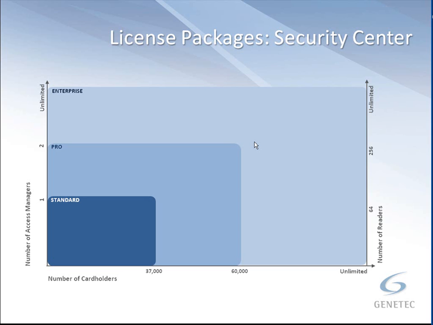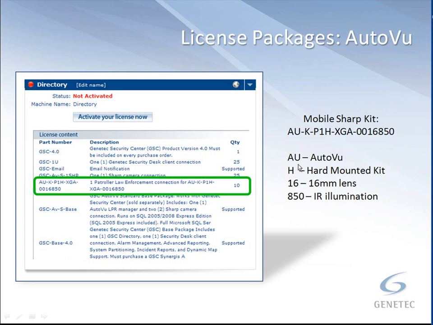One other base package we can have a look at, which is in addition to Security Center, is the AutoVu package. Now, the base package comes with 1 LPR manager and 2 Sharp connections. Additional Sharp camera connections can be purchased and added to this base package. So we can also add mobile Sharp camera kits to the system. The codes for these are based on the type of lenses and illumination used for the Sharp cameras.